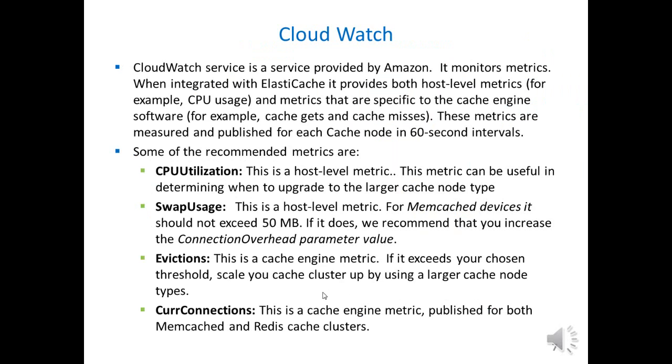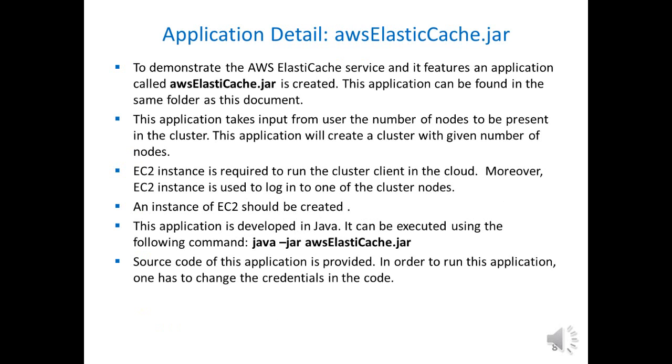So CloudWatch is a service provided by Amazon. It monitors metrics. When it is integrated with Elastic Cache, it provides both host level metrics and metrics specific to the cache engine. Some of the recommended metrics are CPU utilization, swap usage, eviction, and current connections. I'll give you an example of CPU utilization, how this helps. It's basically a host level metric, and if the CPU utilization of a node is really high, say it's 90%, then it basically means that the node has been beaten up and it needs to be upgraded.